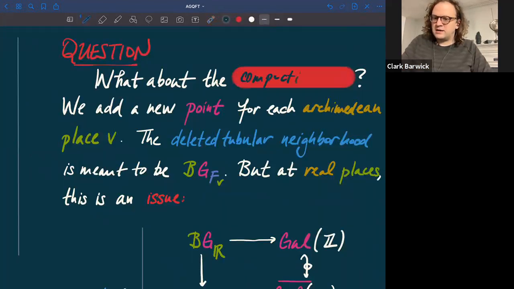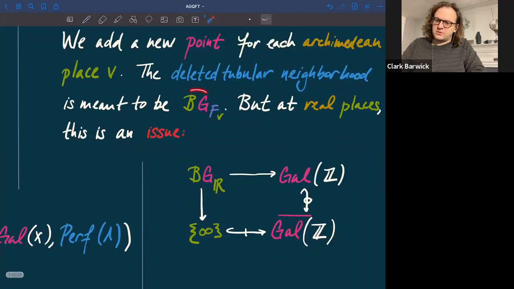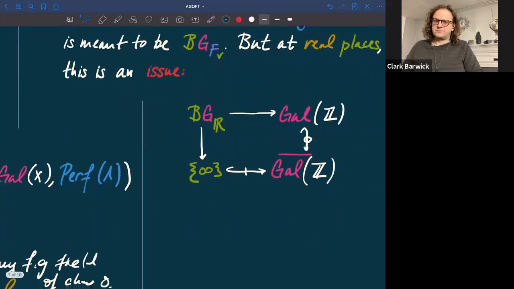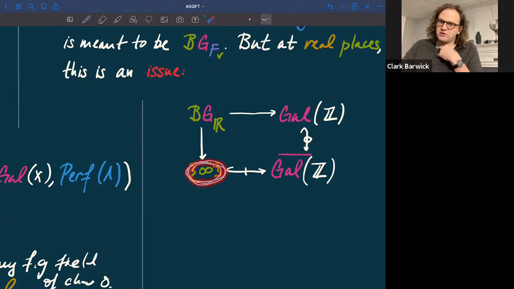So we said that for every Archimedean place v, we were going to add a new point. And the traditional way of adding that point is to take the deleted tubular neighborhood to be BG of the completion of F at that place. But I want to argue that at real places, this is perhaps not such a great idea. To do that, let me emphasize the following. When you perform this construction, this is your point at infinity corresponding to the Archimedean place of Z. This is the Galois group, and it's going to be a big open inside our compactification. And then this is the thing along which you're gluing, and this is going to be a homotopy pushout.